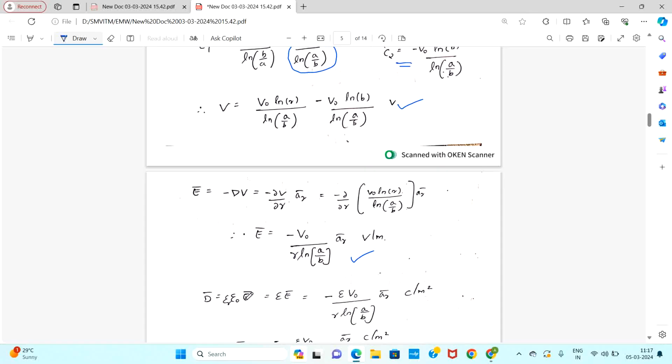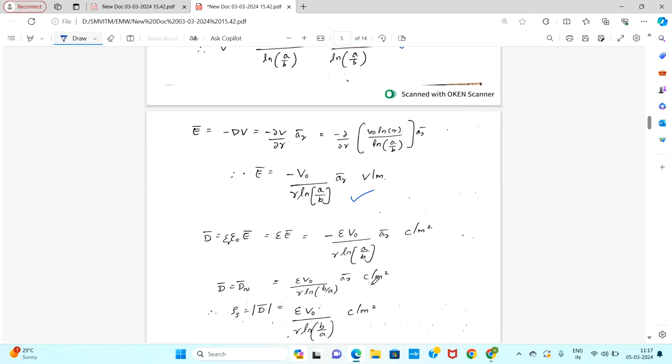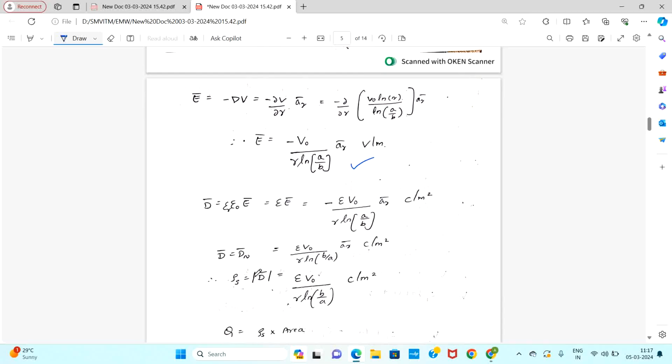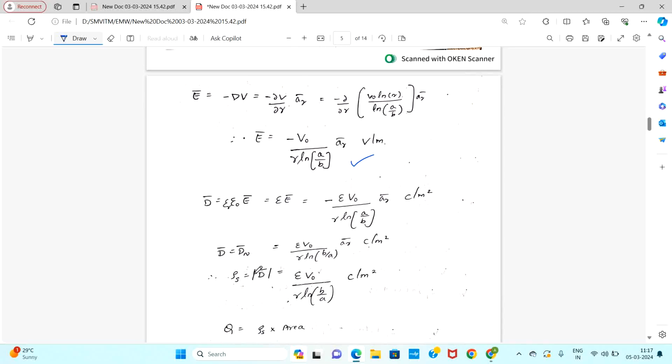And then D will be equal to epsilon into E. So just multiply by epsilon. They have not mentioned anything about free space here. So just keep epsilon as it is. And once you get the D value, magnitude of that will be your surface charge density.